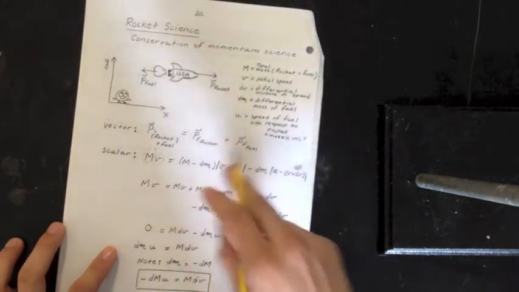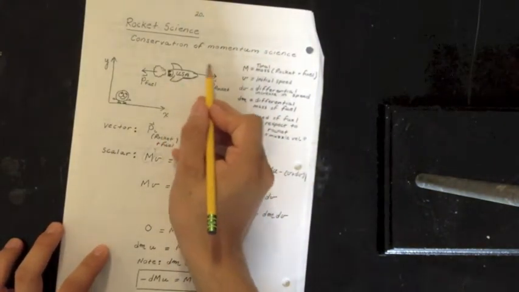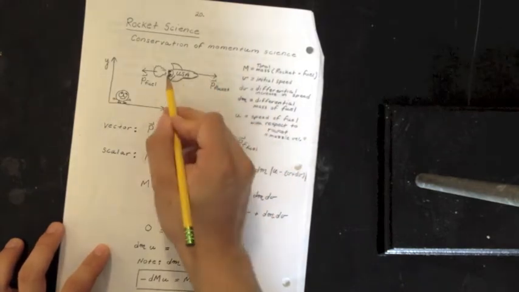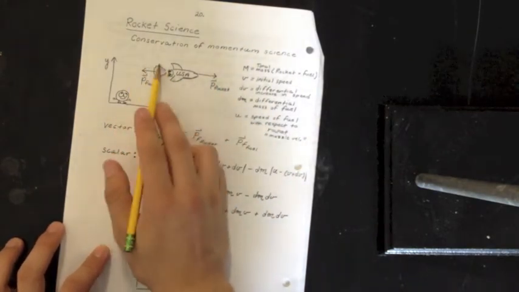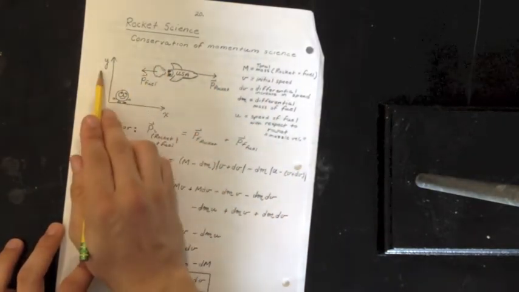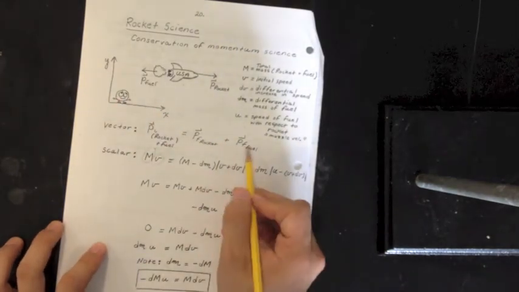Final momentum can be split into two things: the final momentum of the rocket itself without the fuel, and the final momentum of the fuel. Now remember, the fuel is moving in the opposite direction, so it's going to have to be negative.